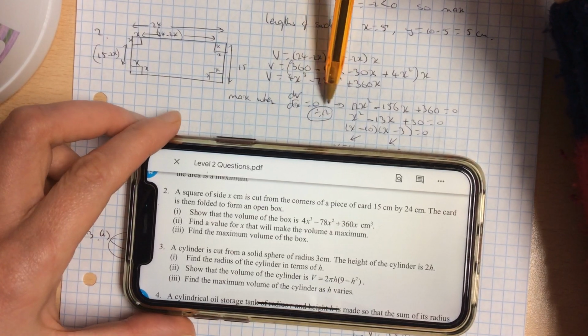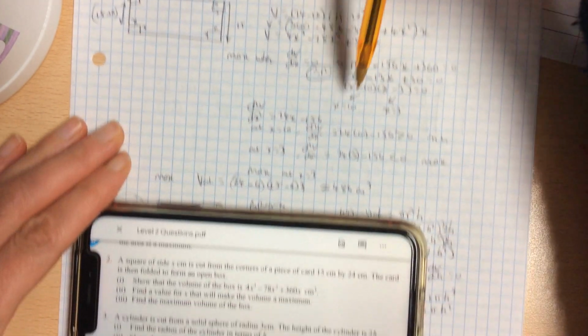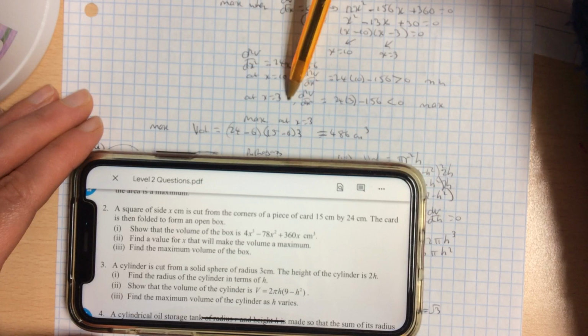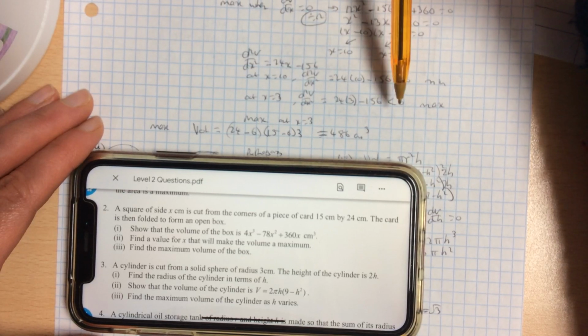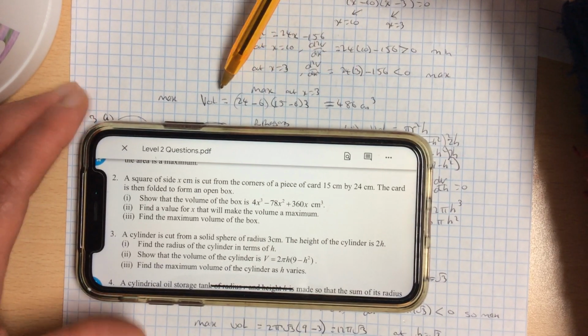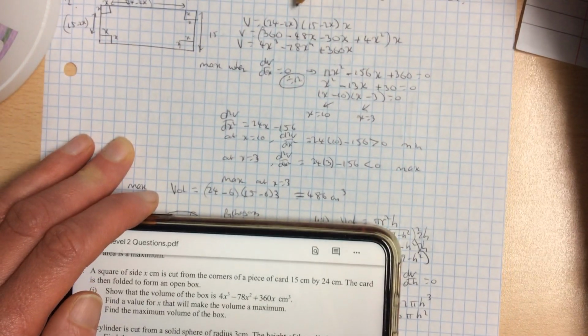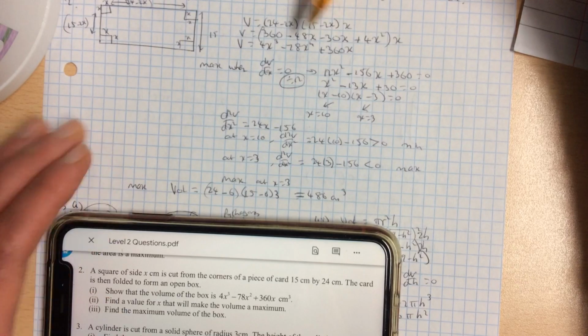Maximum, you differentiate it, set it equal to 0. You see me working through that. You can factorize or use the formula. Second derivative, put in your values to see which is positive and which is negative. And then you want the maximum volume. So take your answer and put it back into one of your volume equations. I put it back into that one.